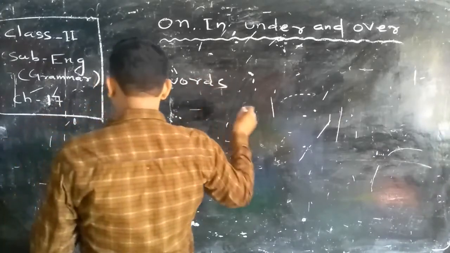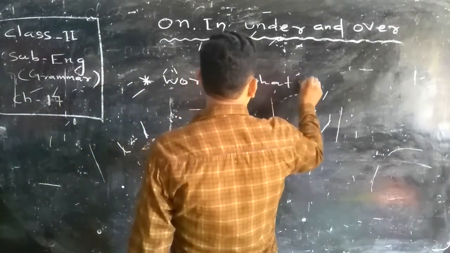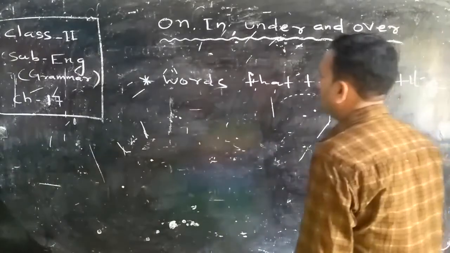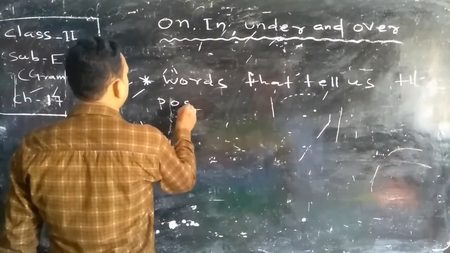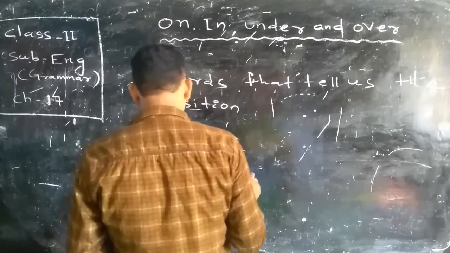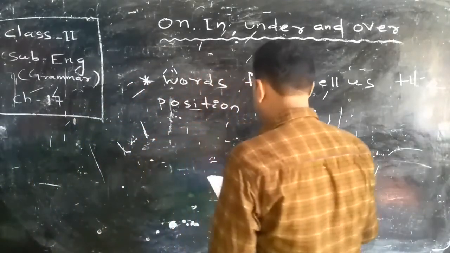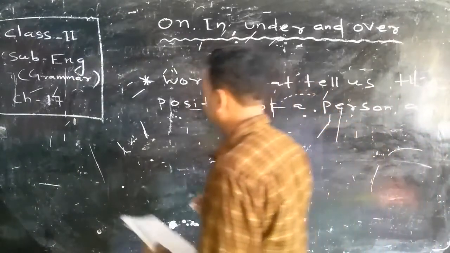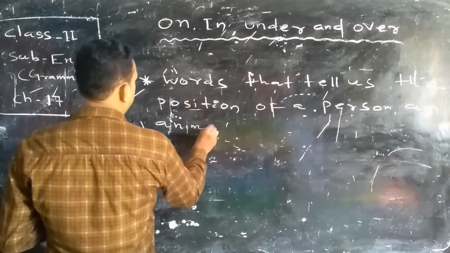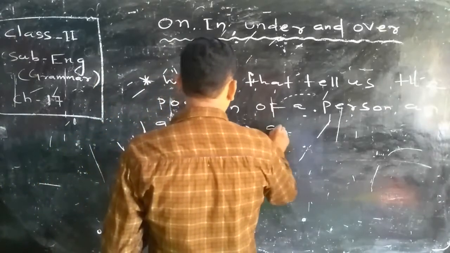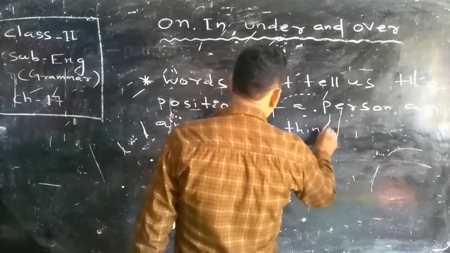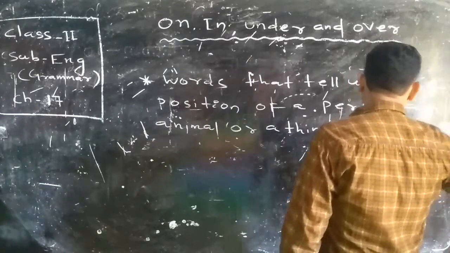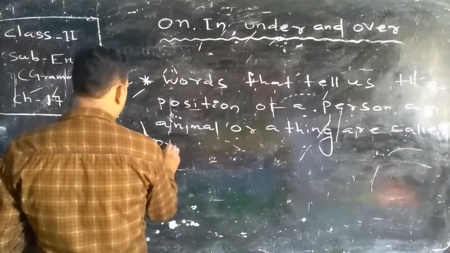Words that tell us the position of a person and animal or a thing are called preposition. What? Preposition.